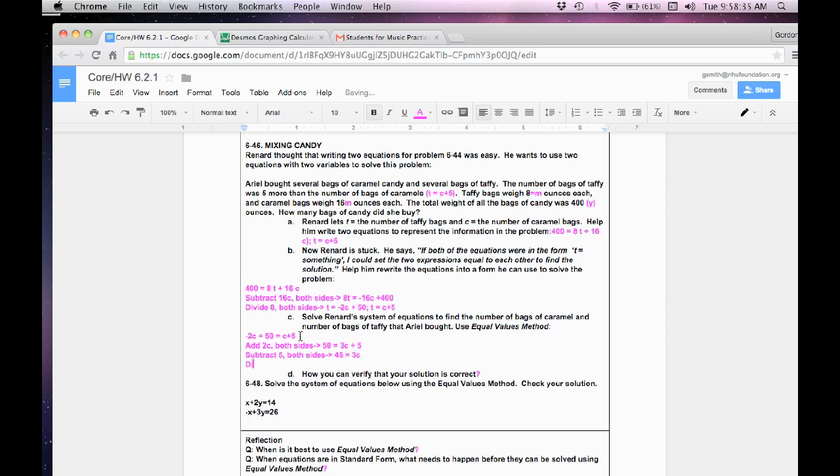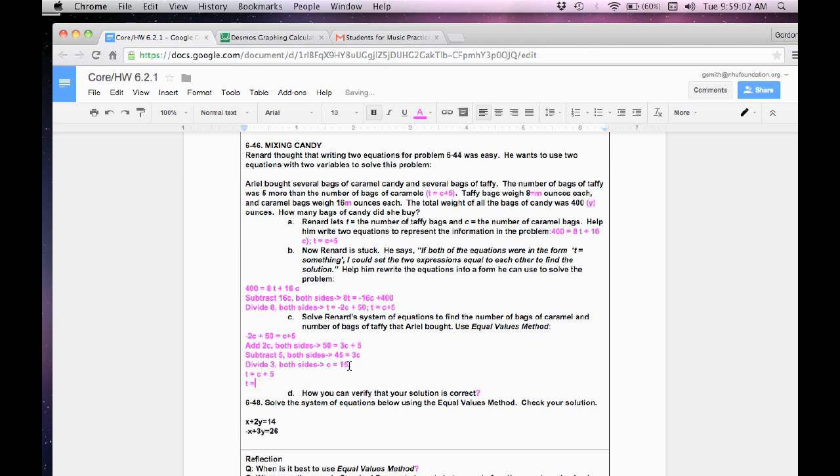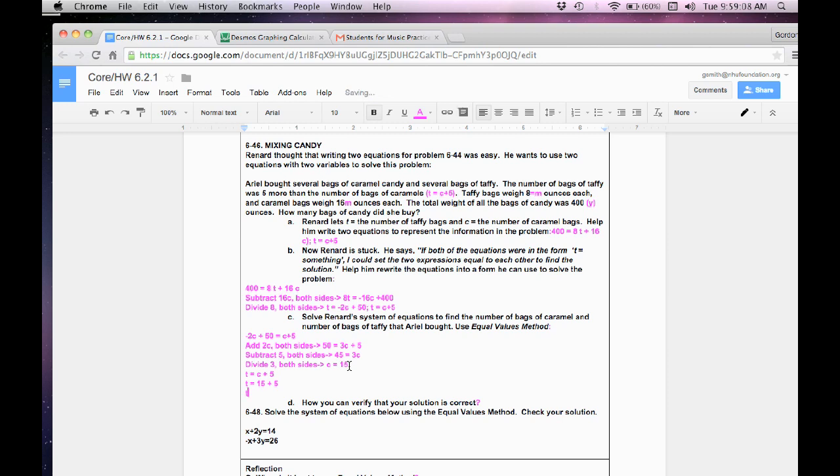So then, of course, we'll divide by 3. Hey, I spelled sides right. Good job. And c is equal to 15. Now, we know c is equal to 15. That means the number of bags of caramel is equal to 15. We also know that t is equal to c plus 5, so we can find t like that. If t equals c plus 5, then t equals 15 plus 5, so t equals 20. In other words, Ariel bought 15 bags of caramels and 20 bags of taffy.